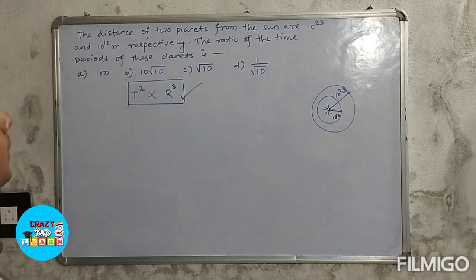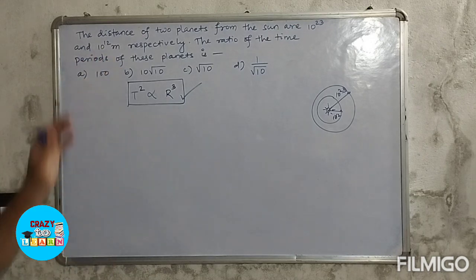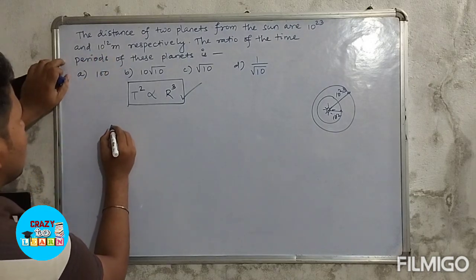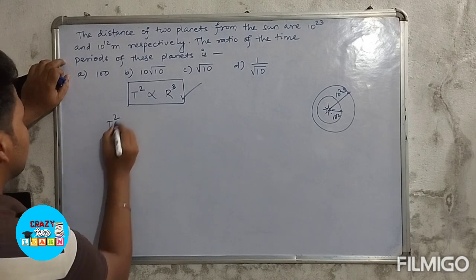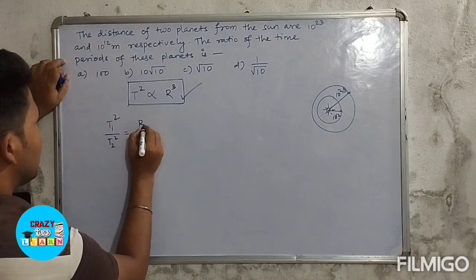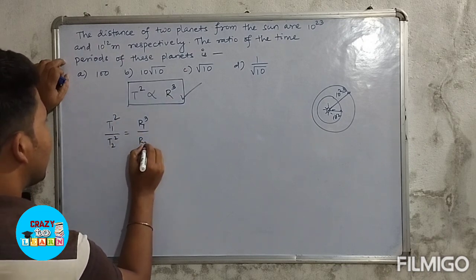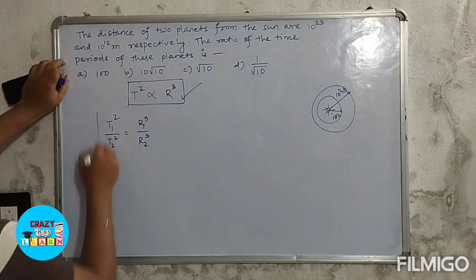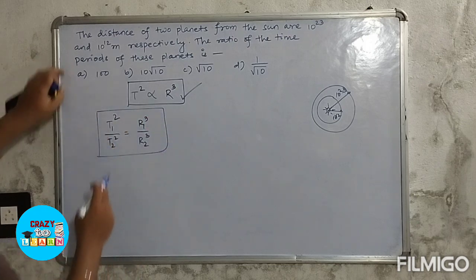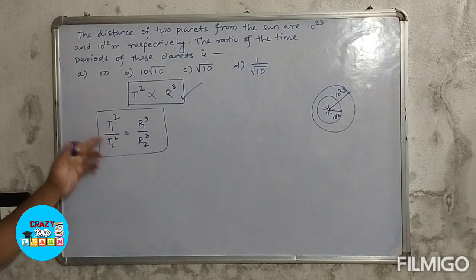The distances of two planets from the sun are 10 to the power 23 and 10 to the power 12 meters respectively. Find the ratio of the time periods. T1 squared by T2 squared is equal to R1 cubed by R2 cubed. As T squared is directly proportional to R cubed, I can write it like this. When they are directly proportional, the ratios are equal.